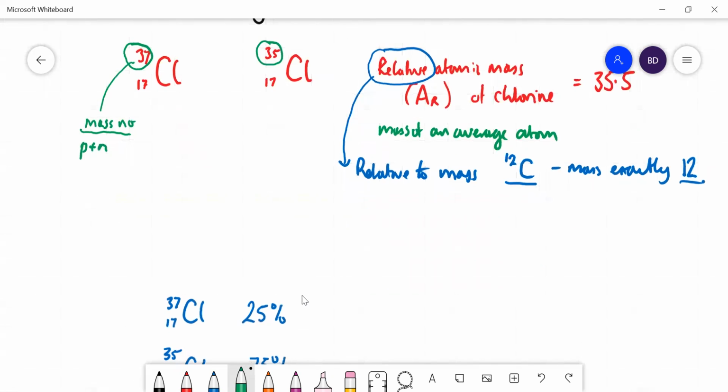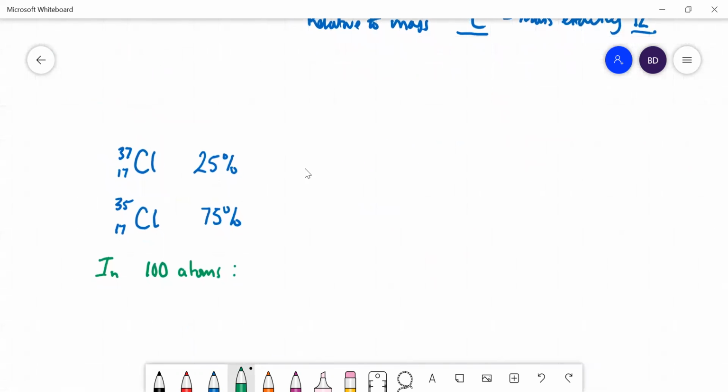Right, so let's see how to work it out. Here we've got the percentage data. You've got 37 chlorine, 25%, and 35 chlorine is 75%. The best approach here is to say, in 100 atoms, you're going to have 25 of the 37 chlorine, and the total mass of that is going to be 25 times 37, which is equal to 925.